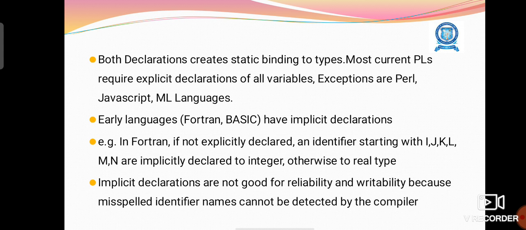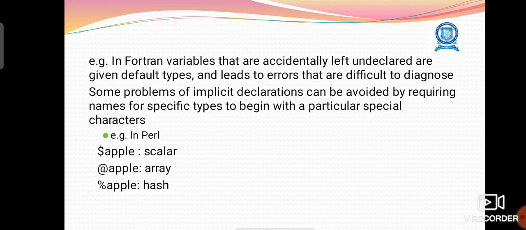Most current programming languages require explicit declaration, like Perl, JavaScript and ML. Earlier languages have implicit declaration. For example, in Fortran, if not explicitly declared, an identifier starting with I, J, K, L, M, N is implicitly declared as integer, otherwise as real type. In Fortran, variables that are accidentally left undeclared are given default types and lead to errors that are difficult to diagnose. Some problems of implicit declarations can be avoided by requiring names for specific types to begin with particular special characters.